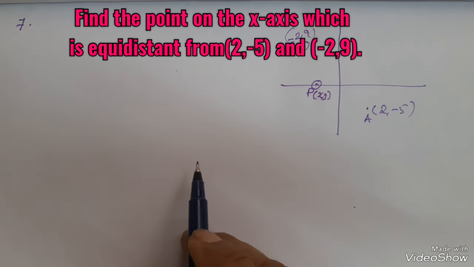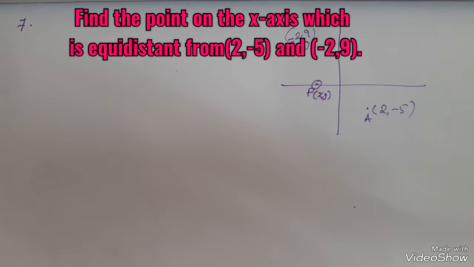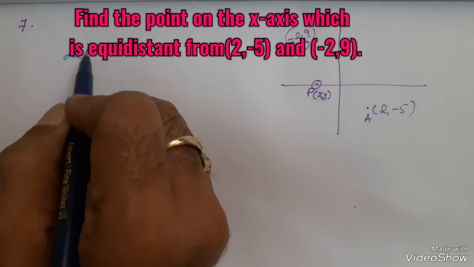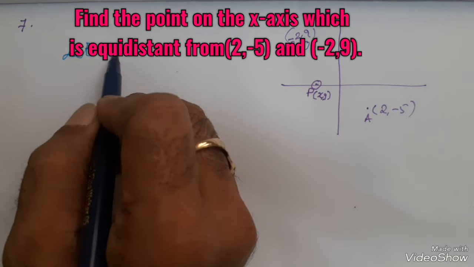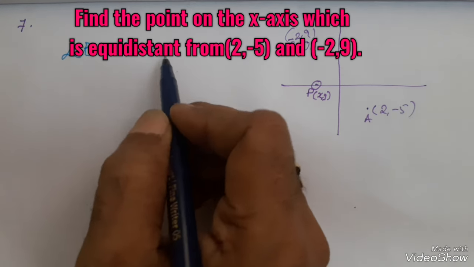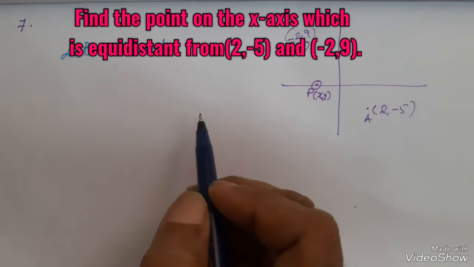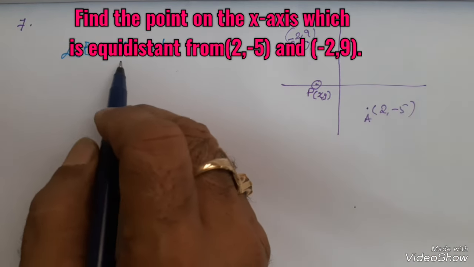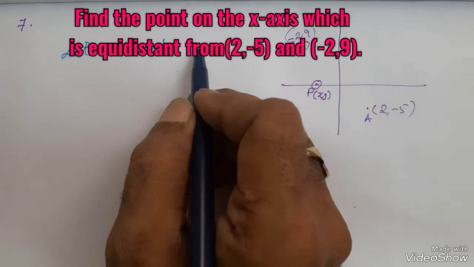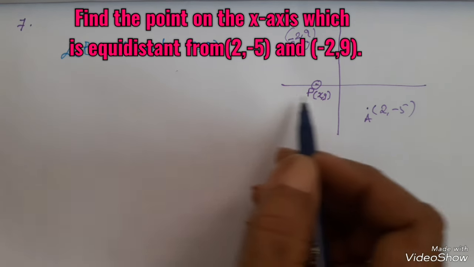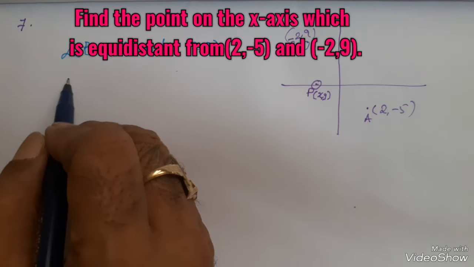Let the coordinates of P be x, y. Here we know that on the x-axis the y coordinate is 0. So you can take P coordinates as x comma 0. First you find the length of PA.